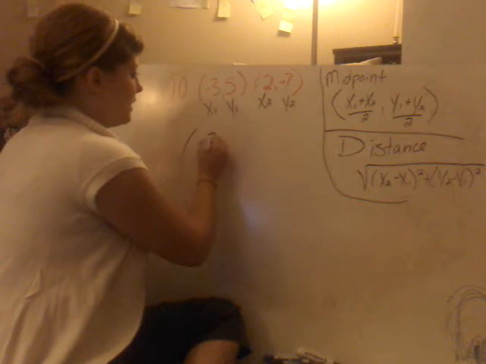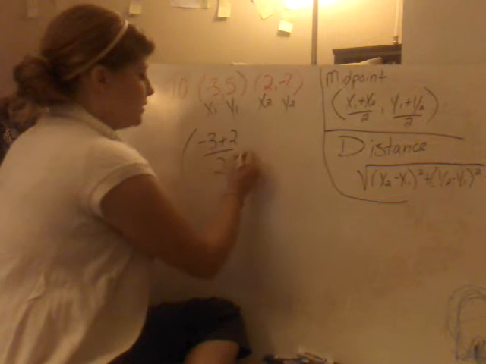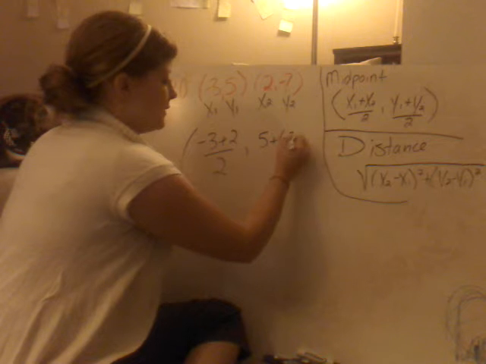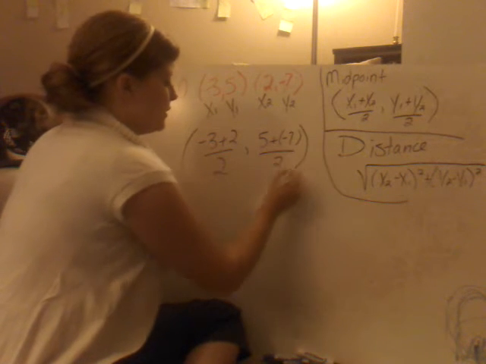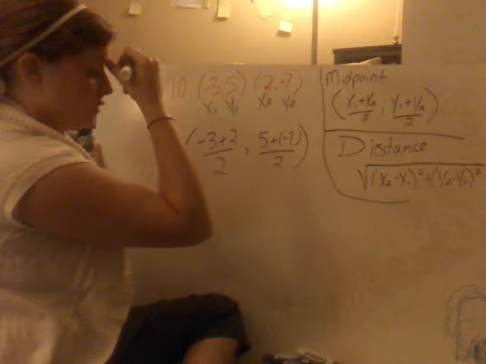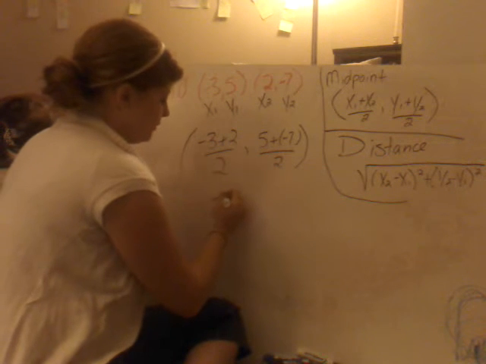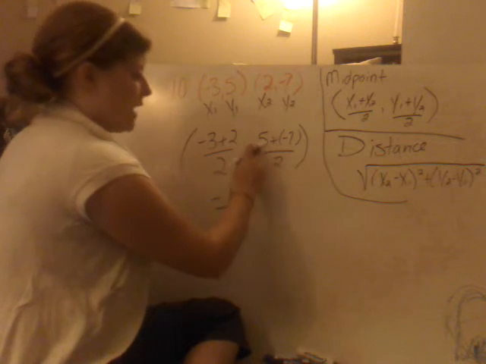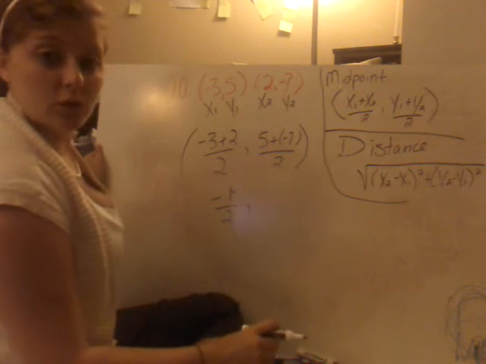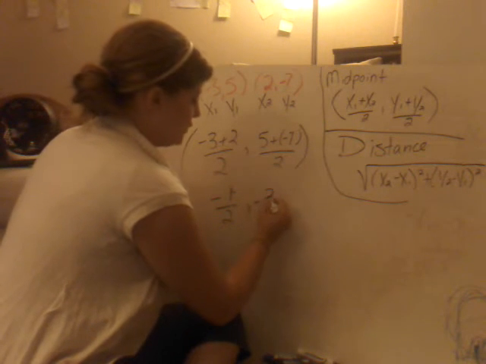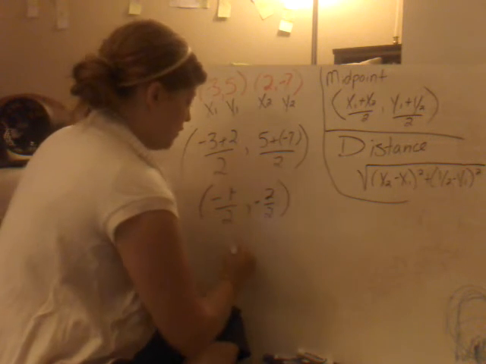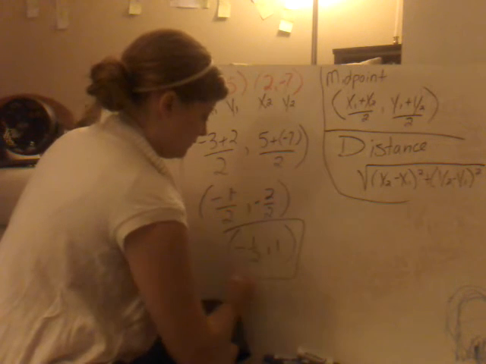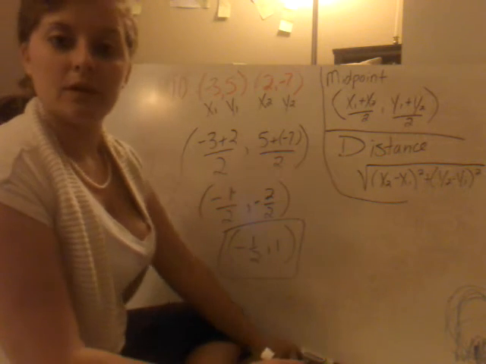X1 plus x2 is negative 3 plus 2 divided by 2, comma, y1 plus y2 is 5 plus a negative 7 divided by 2. Negative 3 plus 2 is negative 1. So it's a negative 1/2. 5 plus a negative 7 is negative 2. So this is a negative 2 over 2, or negative 1/2, 1. And there we go. And that's our midpoint.